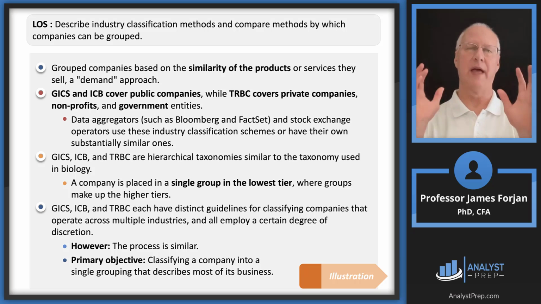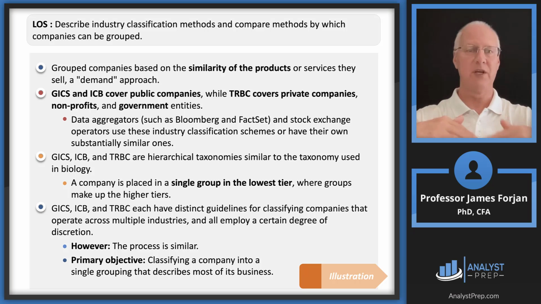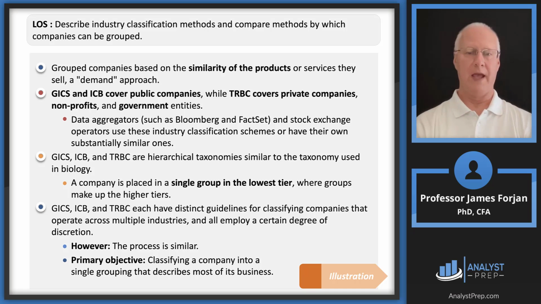So what happens in these new-time classifications is that the company is placed in a single group in that lowest tier, where groups make up the higher tier. You look at these things. I don't want to say 100, but you're not going to have 100 of these. You have these little tiers like a pyramid. And essentially what happens is that you have a reasonable classification of a company.